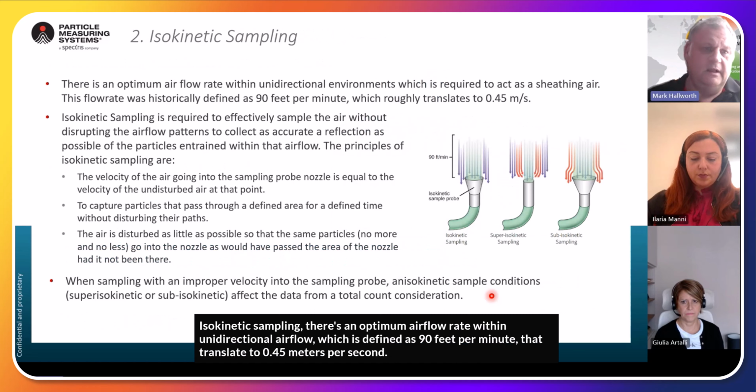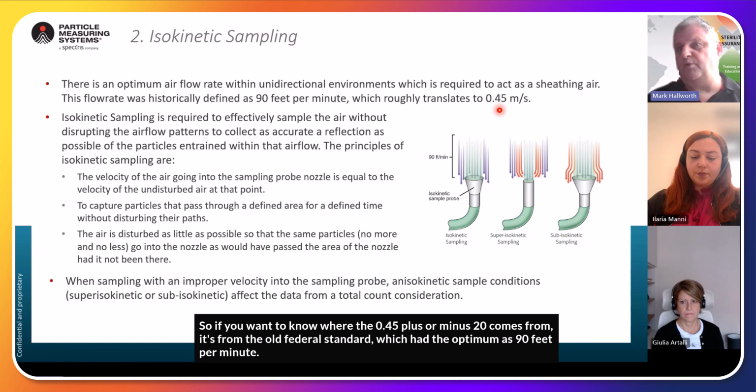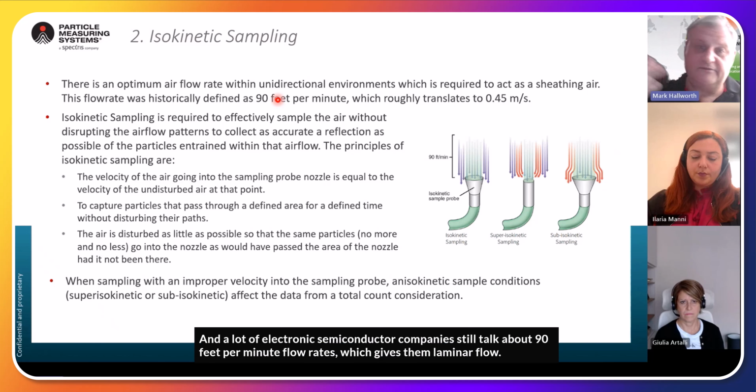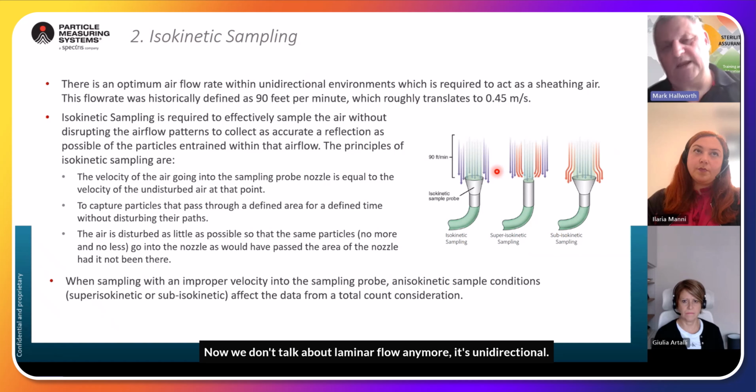Isokinetic sampling: there's an optimum airflow rate within unidirectional airflow, which is defined as 90 feet per minute. That translates to 0.45 meters per second. So if you want to know where the 0.45 plus or minus 20 comes from, it's from the old federal standard, which had the optimum as 90 feet per minute. And a lot of electronic semiconductor companies still talk about 90 feet per minute flow rates, which gives them laminar flow. Now, we don't talk about laminar flow anymore.